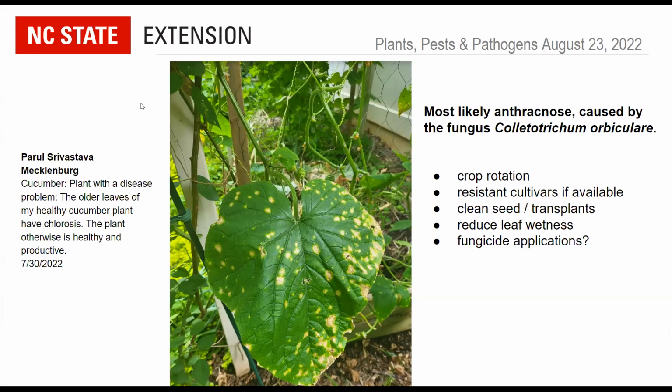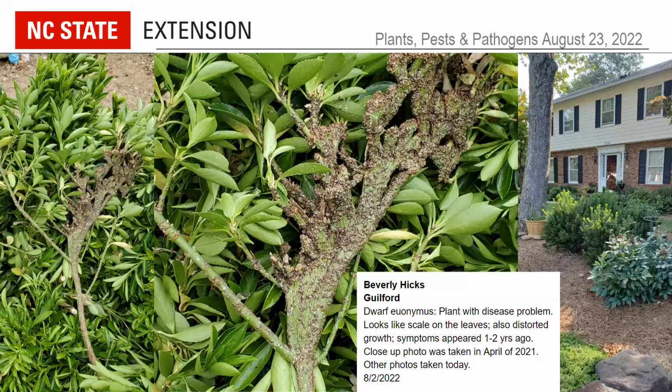All right, thanks, Mike. All right, next one is an interesting one. This is from Beverly Hicks in Guilford County, dwarf euonymus. Plant with disease problem, looks like scales on the leaves, also distorted growth. Symptoms appeared 1 to 2 years ago. The close-up photo was taken April of 2021. The other photo is taken today. I'm assuming this is the close-up photo then.